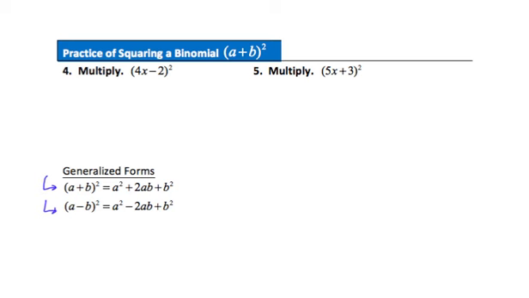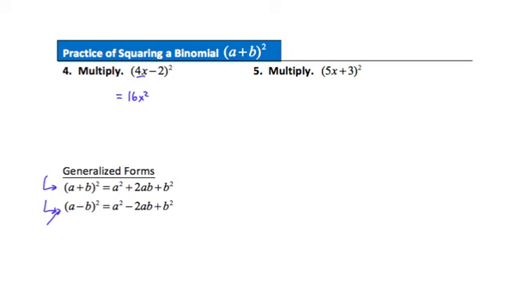Okay, practice question 4 here. I'm squaring this binomial, 4x minus 2, so I want to use my subtraction form there. To get my first term, I would say, okay, take a squared. Well, a in this case is this 4x. So square 4x, I would get 16x squared.